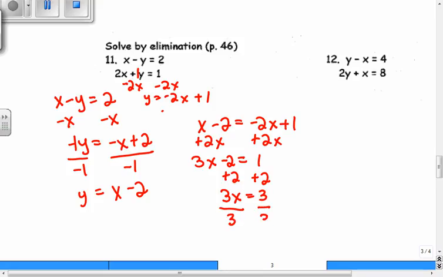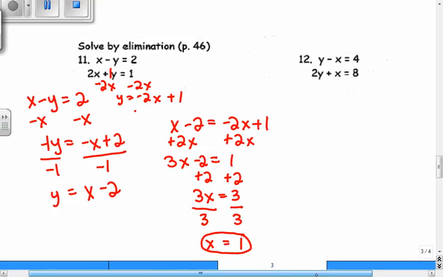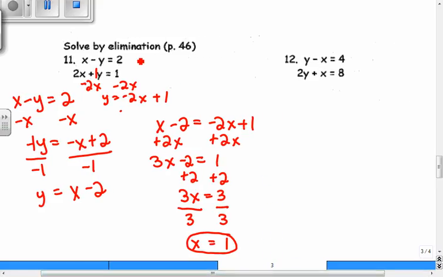Divide both sides by 3 because 3x is really 3 times x. And I'm trying to undo that. The opposite of times is divide. So x equals 1. Okay, remember, once we find x, we just plug it in to get y. So pick which one's easier. Which one would be easier to find y?